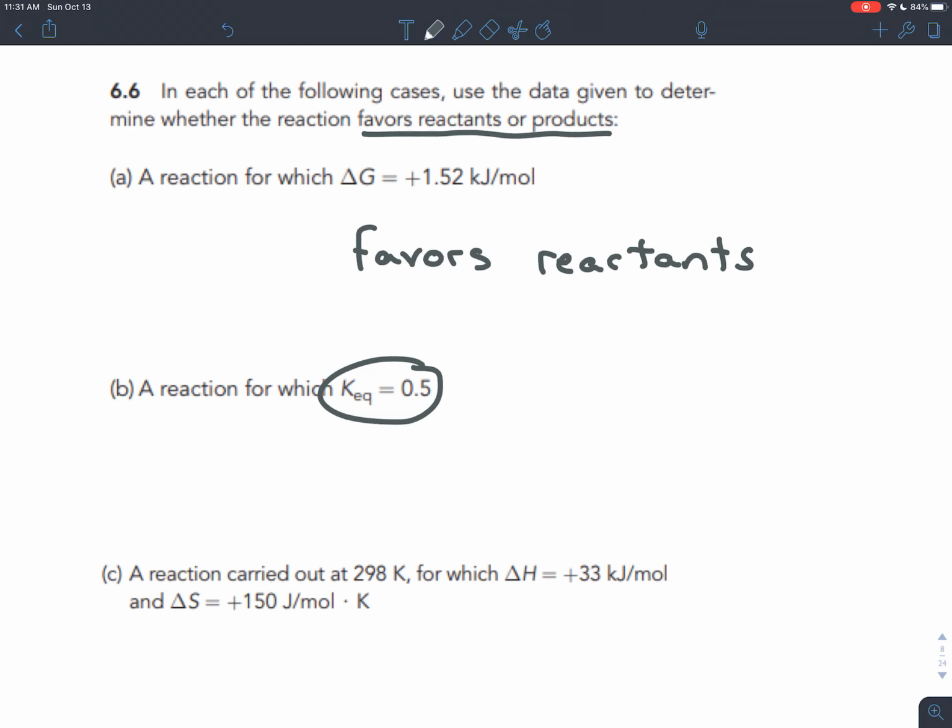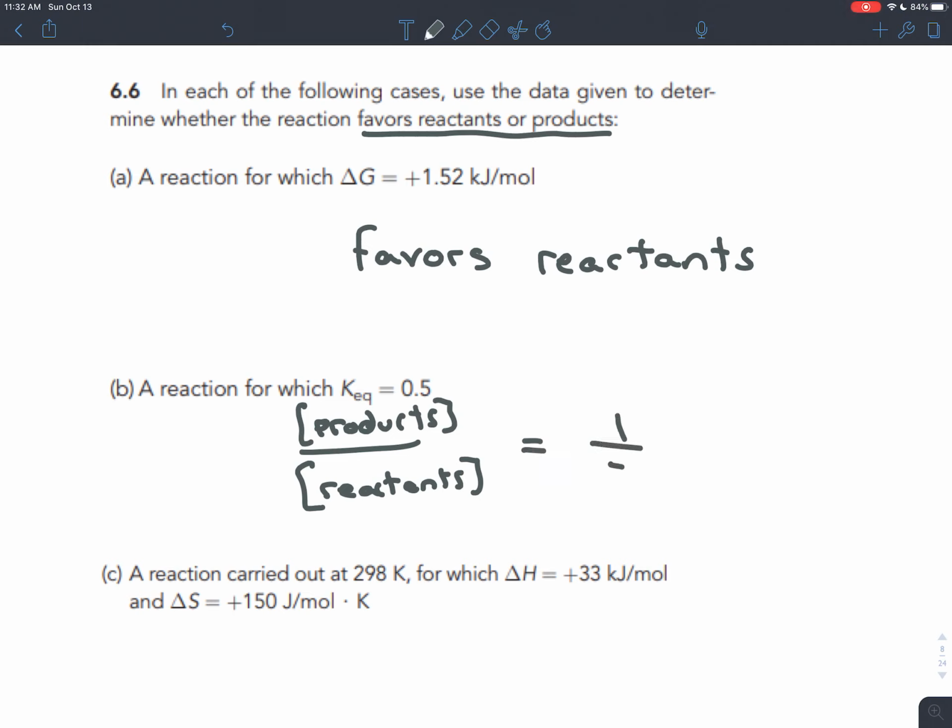In B, we have a K that's less than 1. That means you have a larger number in the denominator than in the numerator. Now this would be like 1/2. You have more reactants. A K less than 1 favors reactants.